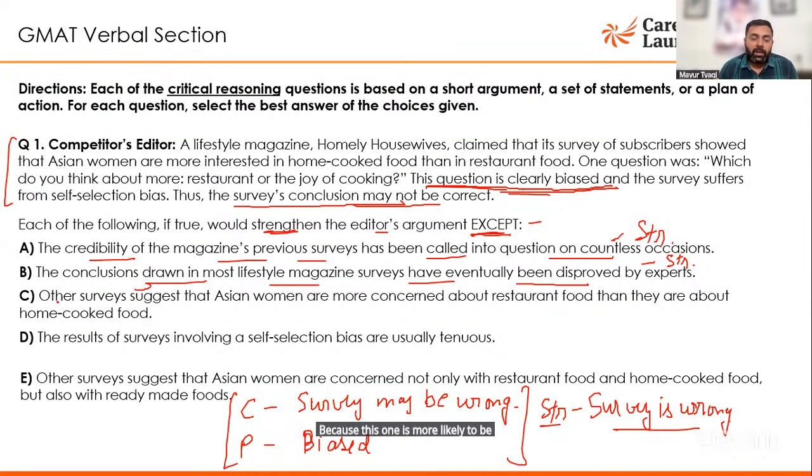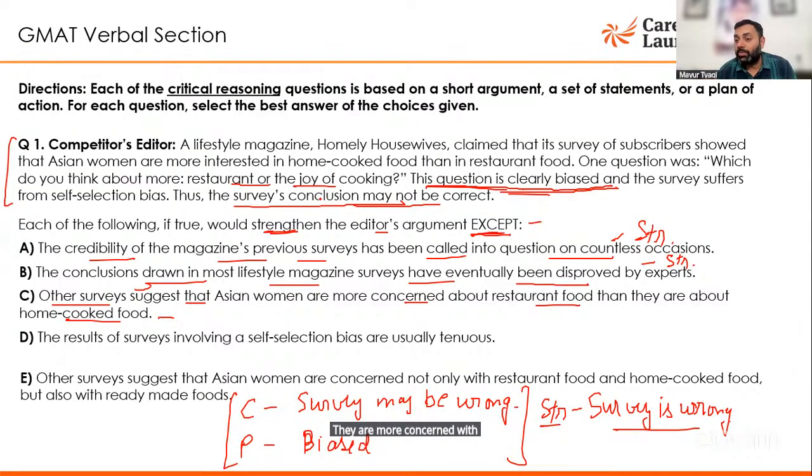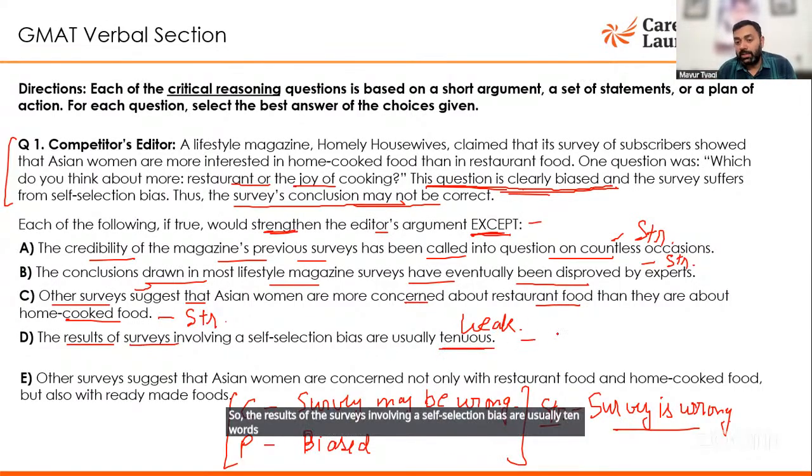Other surveys suggest that Asian women are more concerned about restaurant food than they are about home cooked food. So clearly, this is a conclusion opposite to what the argument says. Here, they are more concerned with the restaurant, not the home cooked food, right? Therefore, this one is also likely to strengthen. Tenuous here means weak. So the results of surveys involving a self-selection bias are usually tenuous. If they're usually weak, then this one is also likely to strengthen.